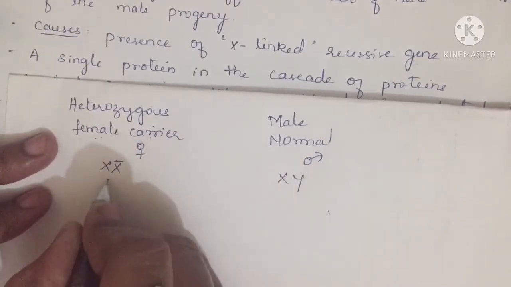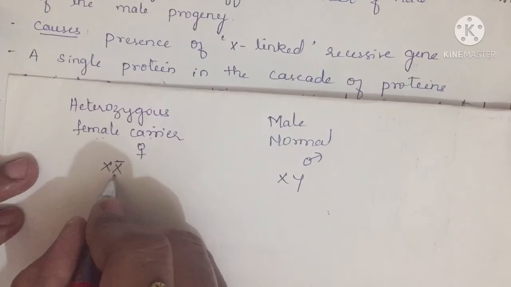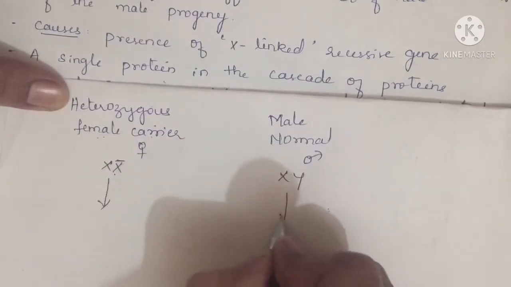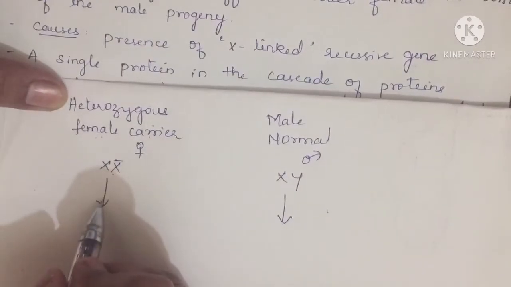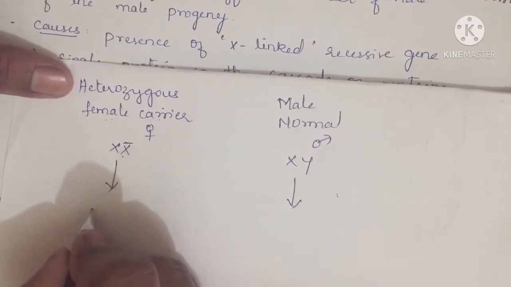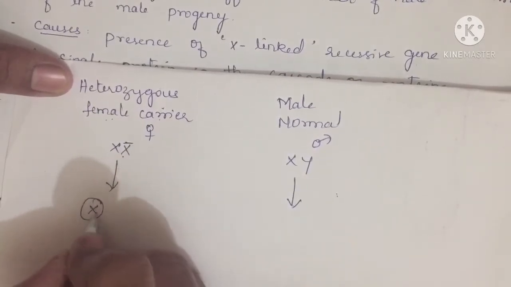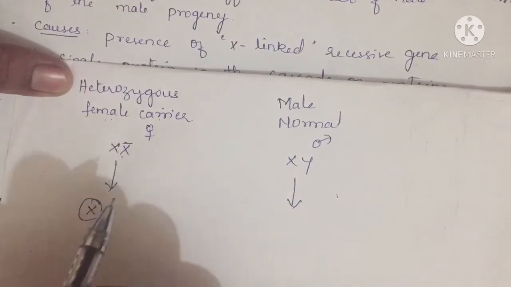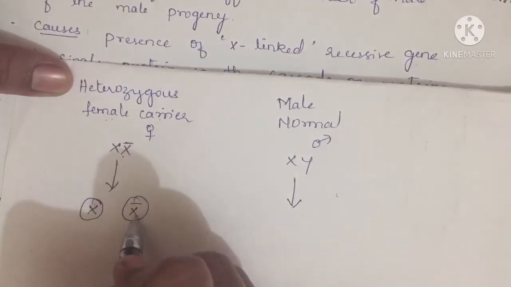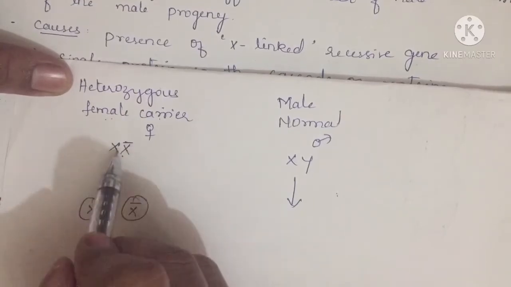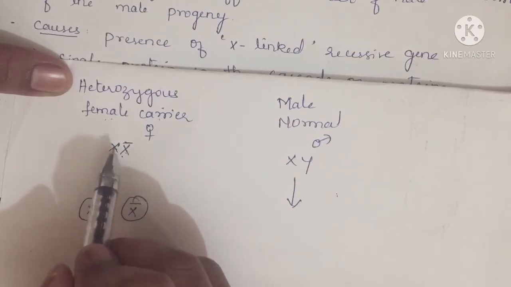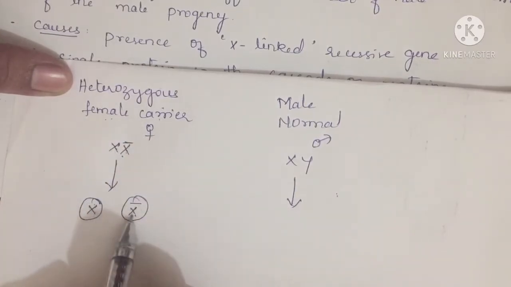Now these are the chromosomes present in the female carrier. When she produces gametes, which are ova, each ovum can have either the X chromosome which is normal, or the X chromosome which is carrying the defective gene. Because both are present together, one is affected and the other is normal, so the normal one will express. Now they have got separated.